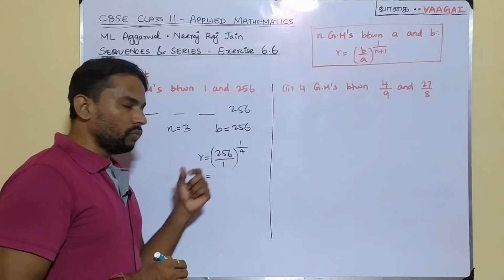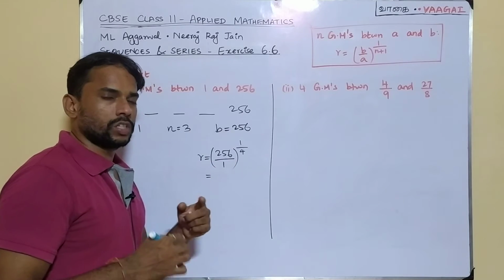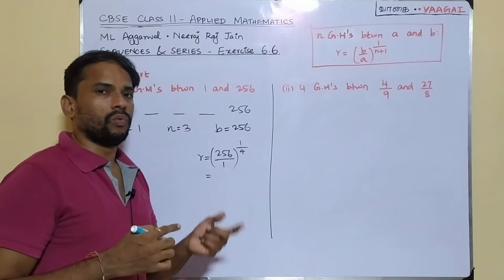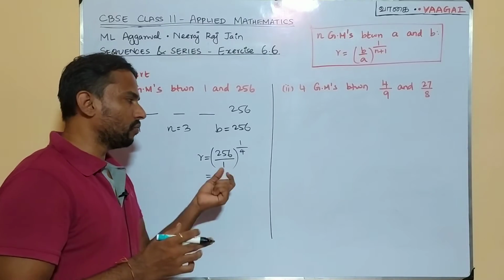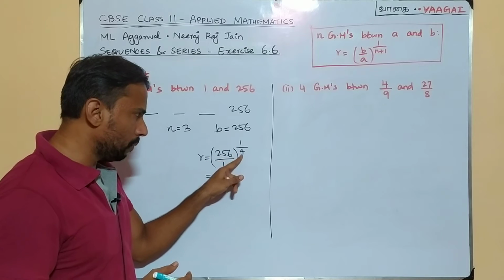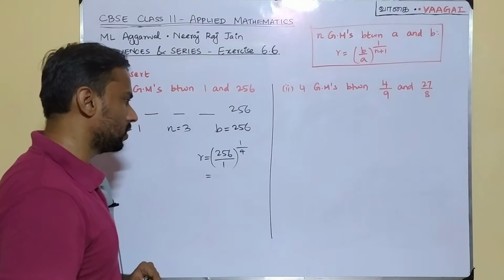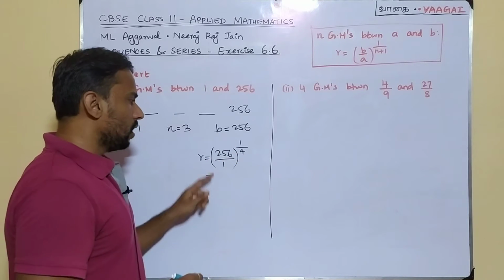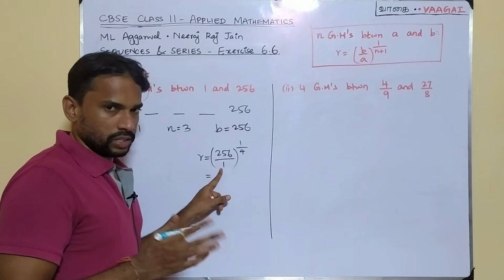And what can I tell about 256? This 256 you have to express as a power of 4. Okay, power 4 we have to take. Why? Because we have power 1 by 4 here, right? That's the reason. Okay, fine. Let's do something here. We know 256 by 1 is 256.